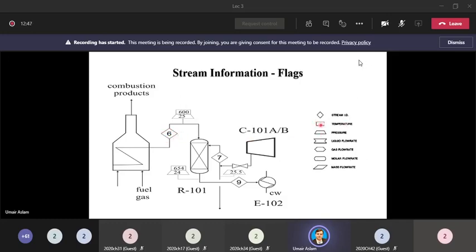Similarly, this rectangular shape represents temperature, and on the diagram we can see that 600 is written in this shape. So that means the temperature of stream number 6 at this point is 600. Similarly, this shape represents pressure, and the number written here is 25, so that means 25 is the value of the pressure. So similarly, this shape represents liquid flow rate, this shape represents gas flow rate, this cylindrical horizontal shape represents molar flow rate, and this shape represents mass flow rate.